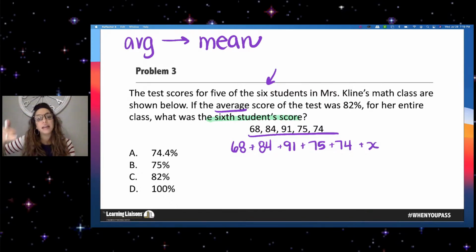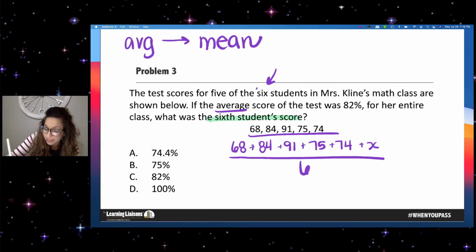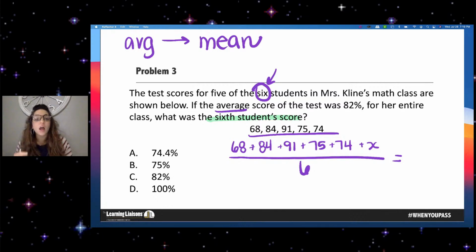But how do we find average? We add them all up. And then we divide by the number of data points that we have. How many data points do we have? 1, 2, 3, 4, 5, 6. We should have 6 because there's 6 students in the class. All of that is our average, and the average equals 82. They gave us that information, which is awesome. So all of that is going to equal 82%.